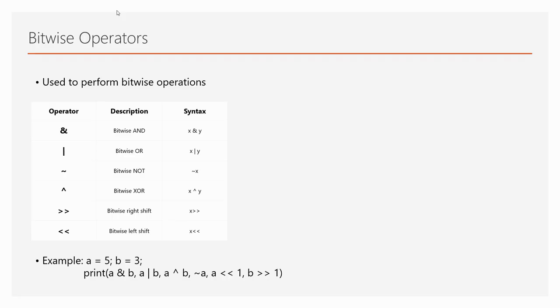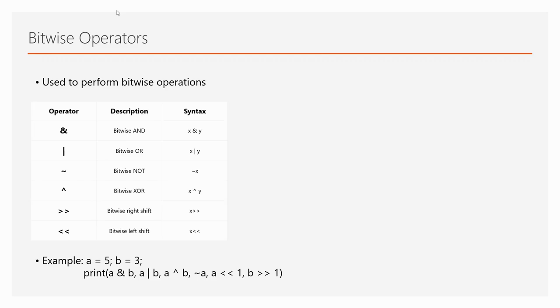Now it takes two equivalent length bit designs as operands, and if the two bits at the looked at position are 0, the next bit is 0, and if not, it is 1. Okay, next comes your bitwise NOT operator. It works with a single value and returns its ones complement.